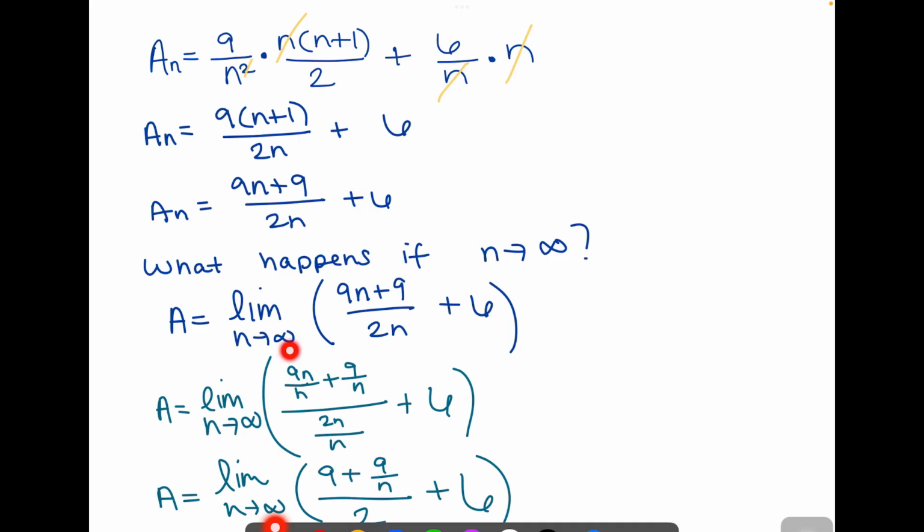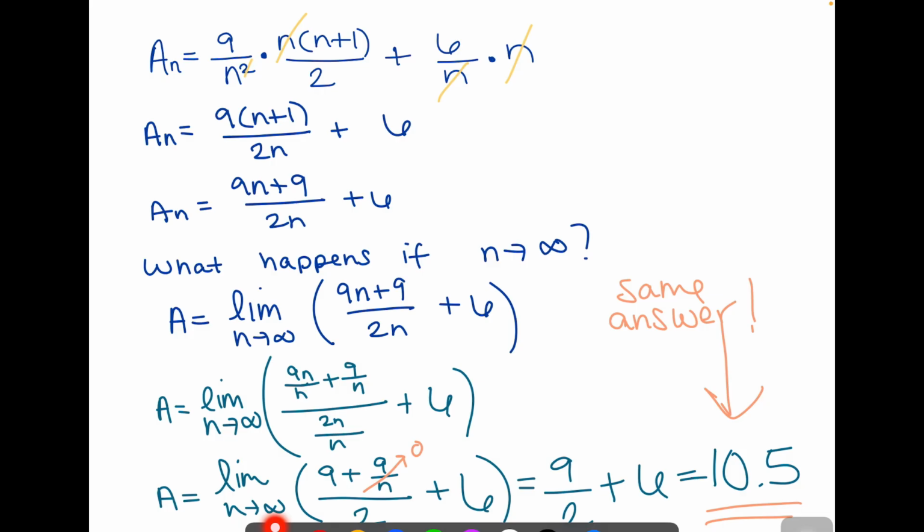So if I take my infinity and I plug it into that first term, I get infinity over infinity. So I decided to divide everything by the largest power of n, which is just n to the 1. I got 9n over n plus 9 over n over 2n over n. That simplifies to 9 plus 9 over n all over 2, and then plus 6. You could also use L'Hopital's rule to find the limit of that first term. Because you're getting infinity over infinity, that indeterminate form, you could take the derivative of the top and the bottom as well.